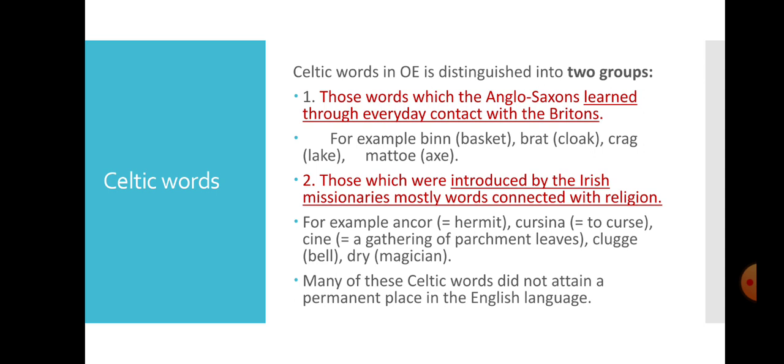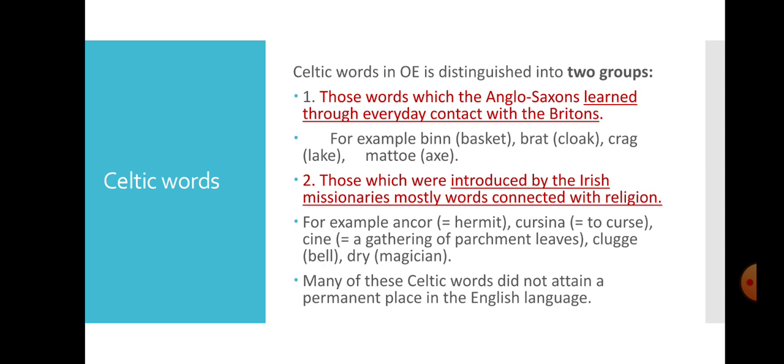Many of these Celtic words did not attain a permanent place in the English language. So these are the words that entered the Old English language through Celtic influence. Even though they are Celtic words, they did not attain a permanent place in the English language.